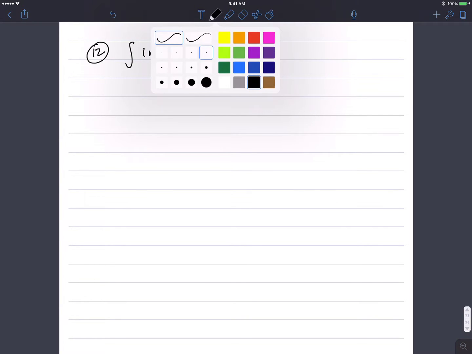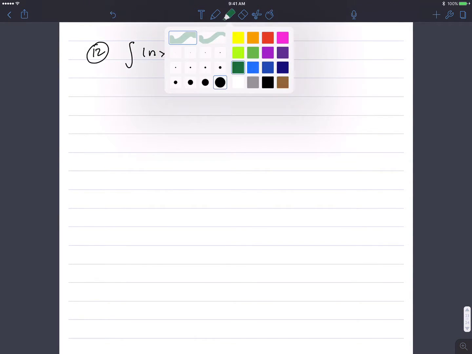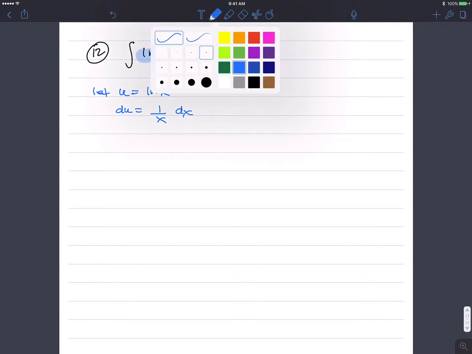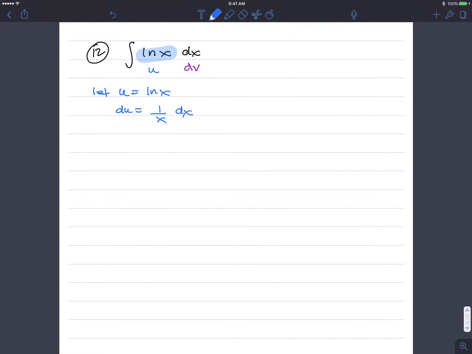Number 12, we're going to continue. The integral of natural log x dx. This time, if we notice, there's only one function here. So this is going to probably be our u. So we're going to let u be the natural log of x, so that du becomes 1 over x dx. dv here is going to be our dx. So we have dv equal to dx, which means v will be the antiderivative of dx, which is just x.